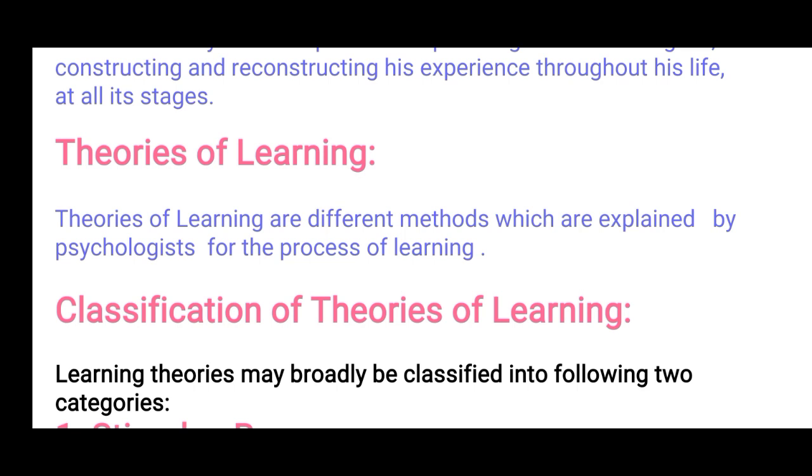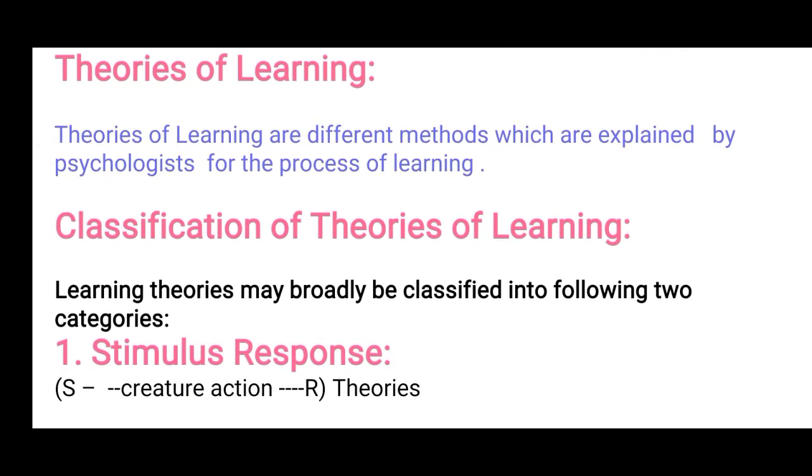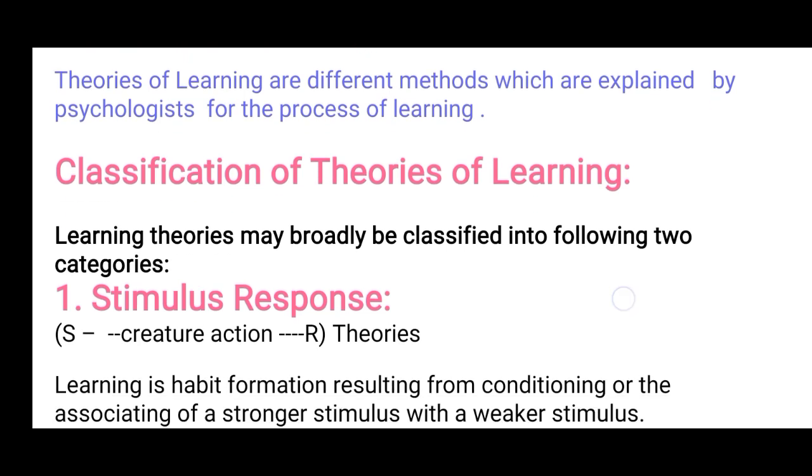This is explained by many psychologists in different ways, and on the basis of their tendency and traits, we can define and categorize the theories of learning. So, first classification of the theories of learning: learning theories may broadly be classified into the following categories. What are those categories? First one is the stimulus and response category.